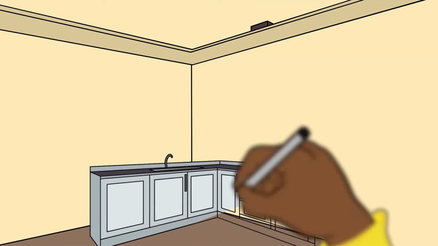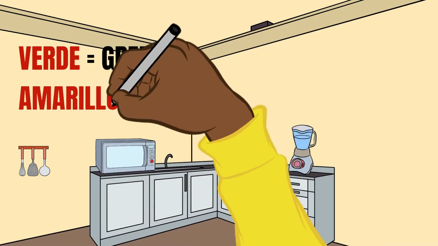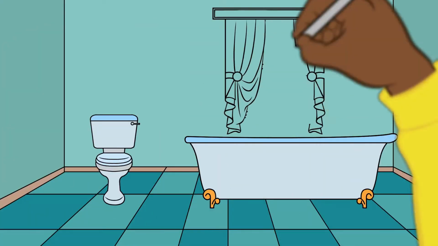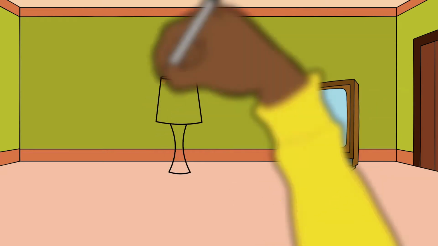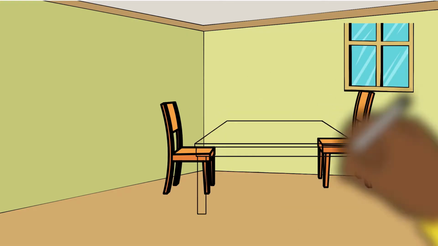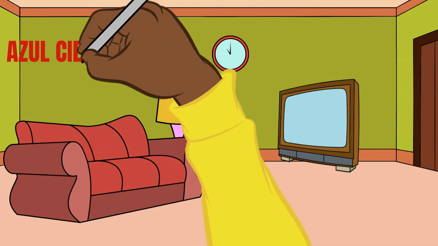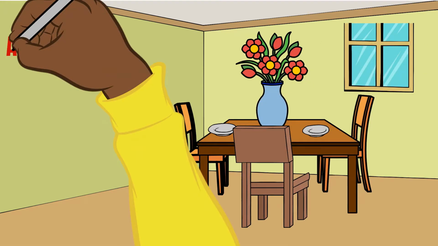He wanted the kitchen to be verde y amarillo, and the bathroom to be anaranjado y rojo. And when it comes to the living room and the dining room, he wanted the living room to be painted azul cielo, and the dining room to be painted azul marino.